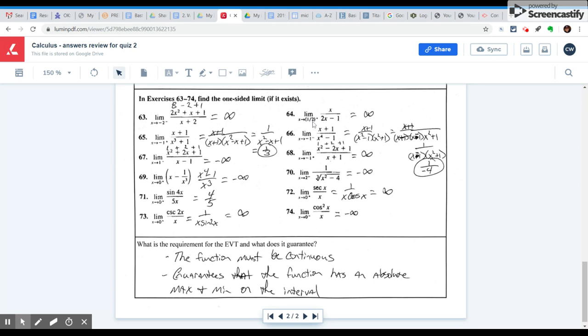This one is 1/2, so I plug in 1/2. I get a number over 0, so it's an asymptote. Plug in something to the right. It's going to be positive on the top, positive on the bottom, which gives me a positive.